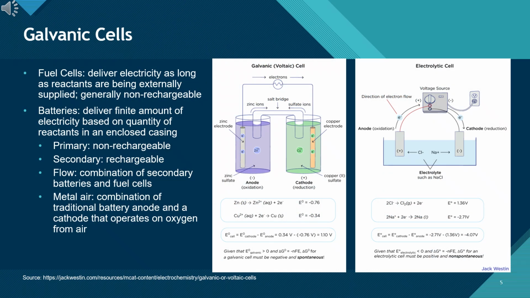Galvanic cells. Now let's talk about types of galvanic cells and related systems. Fuel cells. These devices generate electricity as long as you supply reactants, such as hydrogen or oxygen, from external sources. They are typically not rechargeable. Batteries. These devices contain a limited supply of reactants. Once they are depleted, the reaction ceases, unless it is a rechargeable battery. There are two types of batteries, primary and secondary.